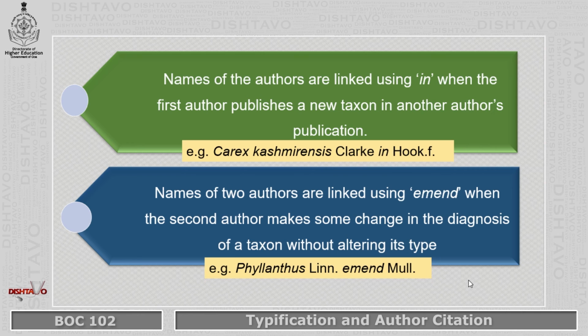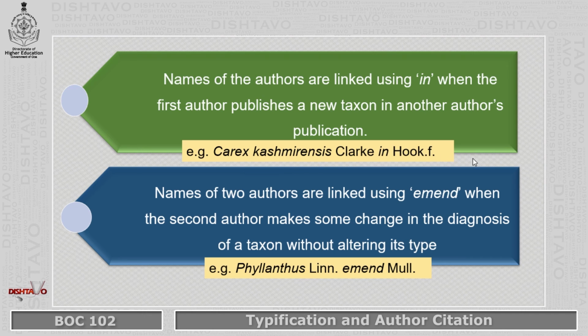The names of the authors are linked using in when the first author publishes a new taxon in another author's publication. Example, Carex cashmirensis was first described by Clarke, but he published it in Hooker f.'s book. So Hooker f. was the author of the book, whereas Clarke was the one who published Carex cashmirensis. That's why you write it as Carex cashmirensis Clarke in Hook.f.